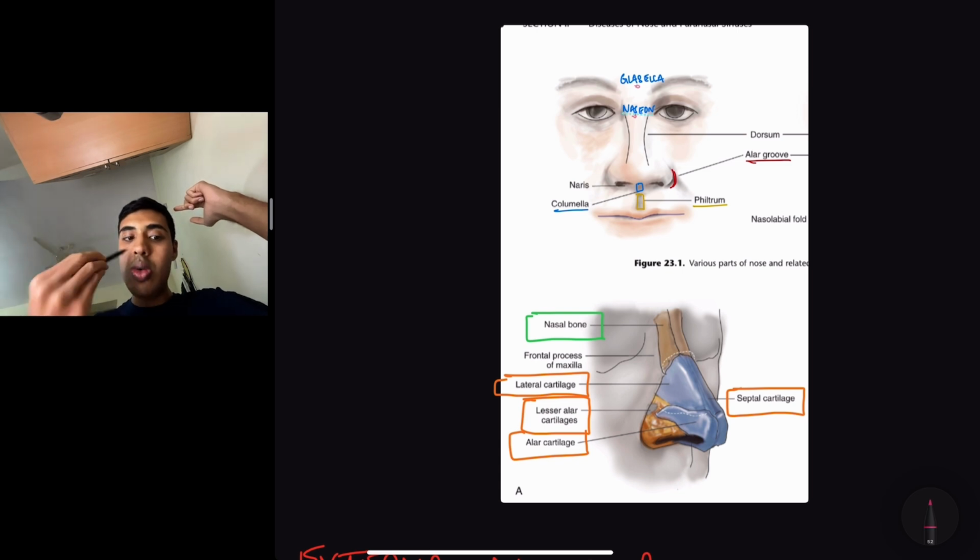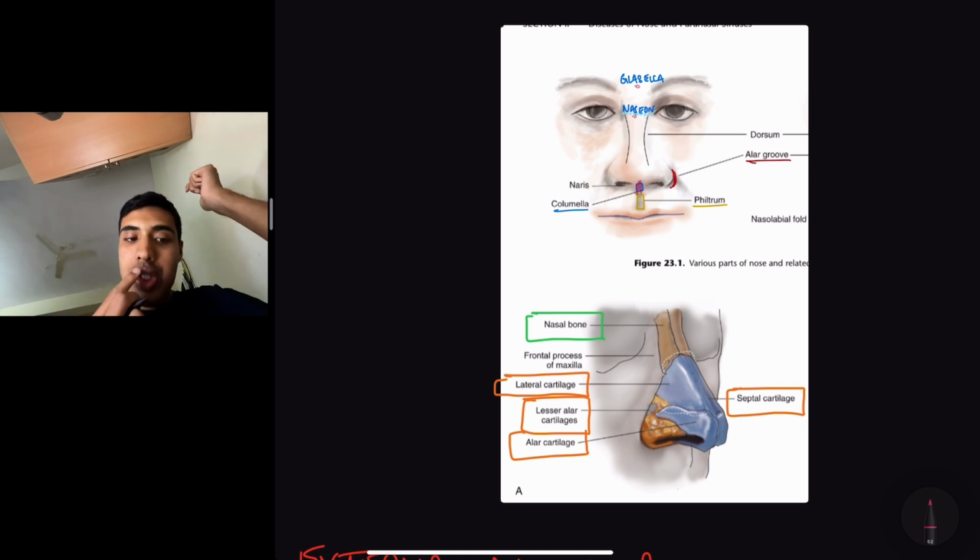You have two alar grooves. These are the alar grooves. You have a columella. This column here between your two nostrils is your columella. Below that you have a ridge below your nose all the way to your lips. This is known as the philtrum. And you have two anterior nasal apertures, also known as nares or nostrils.